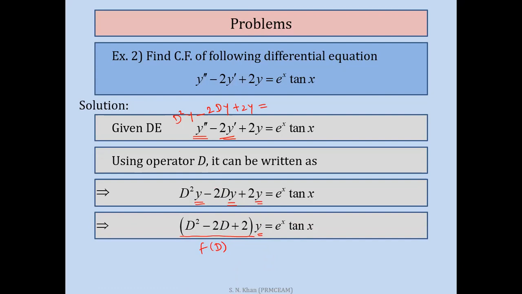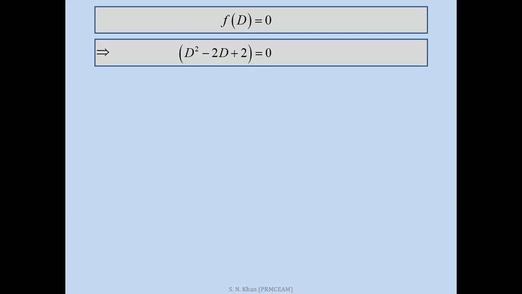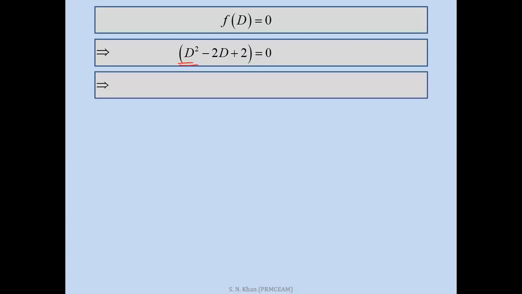Okay. Now to find CF, its auxiliary equation is given by f of D equal to 0, and the value of f of D in this equation is D square minus twice D plus 2. The bracket that came with the operator on the left hand side, I have written here. So D square minus twice D plus 2 equal to 0, as it is. Again, it is a quadratic equation in terms of D. So a quadratic equation will have two roots. Calculate its roots by using a calculator. We will get D equal to 1 plus i and 1 minus i.